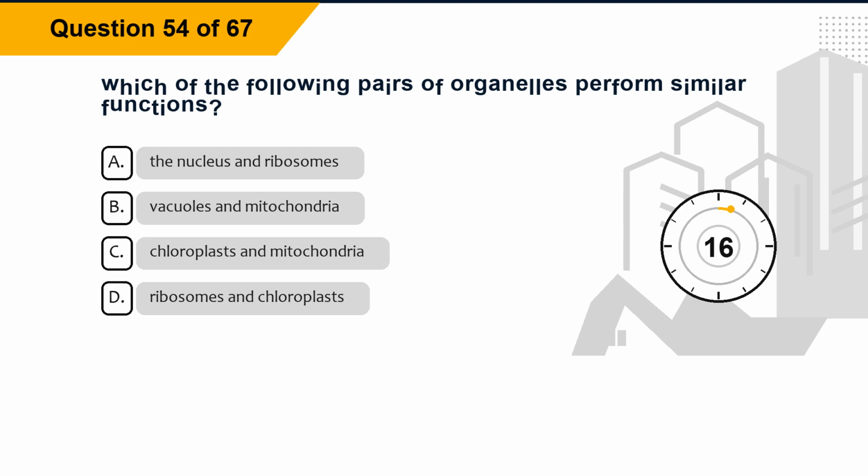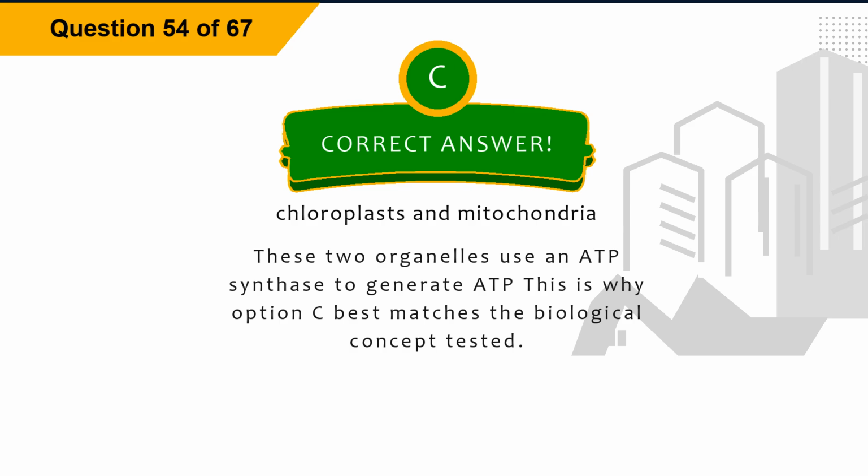Question 54. Which of the following pairs of organelles perform similar functions? Option A, the nucleus and ribosomes. Option B, vacuoles and mitochondria. Option C, chloroplasts and mitochondria. Option D, ribosomes and chloroplasts. The correct answer is option C, chloroplasts and mitochondria. Explanation. These two organelles use an ADP synthase to generate ADP. This is why option C best matches the biological concept tested.